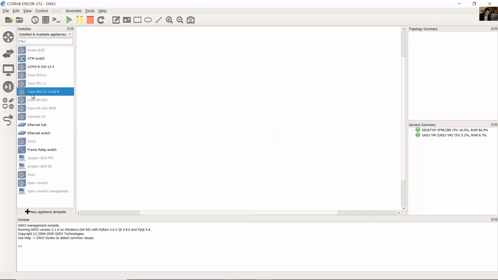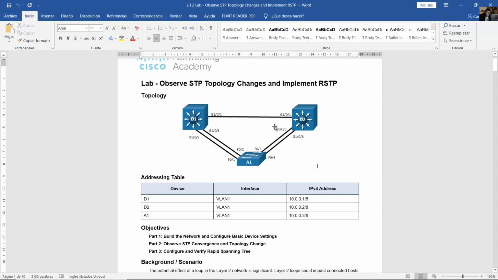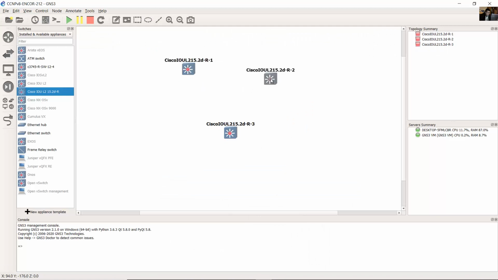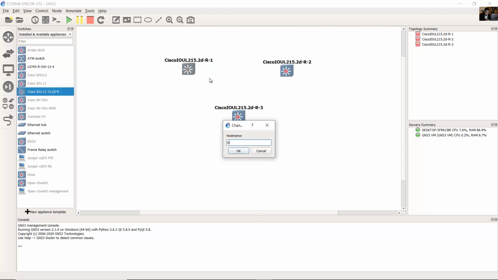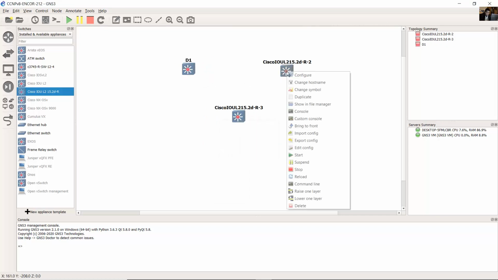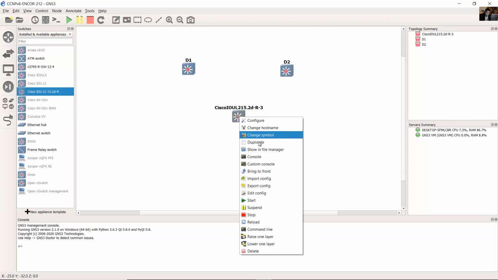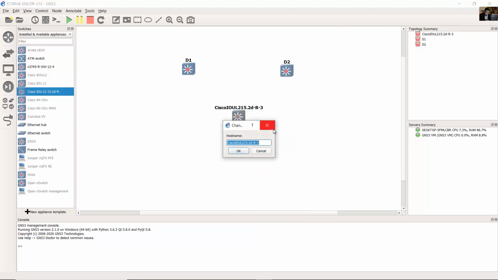So I will use Cisco IOU L2 image, 3 switches: D1, D2, A1.